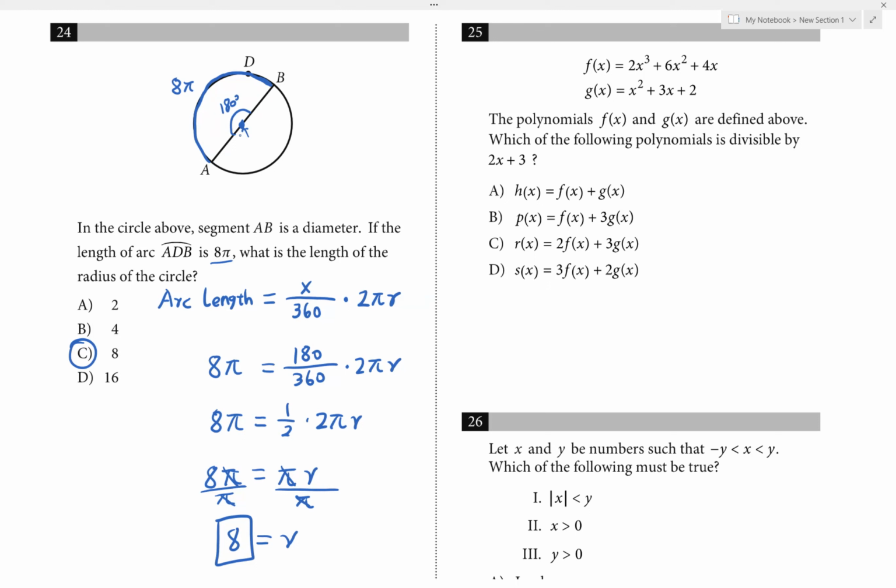But if the angle is not 180, if it's something else, that might make it a little more difficult to figure out the circumference, then we can use the arc length formula. So this formula is very helpful. If you want to memorize it, it will definitely be a good thing. Just think about arc length as a fractional circumference. We take the angle and divide it by 360, that will give us a fraction. Then we multiply by 2 pi r, and that will be the arc length. Okay, so for 24 here, the answer is C.